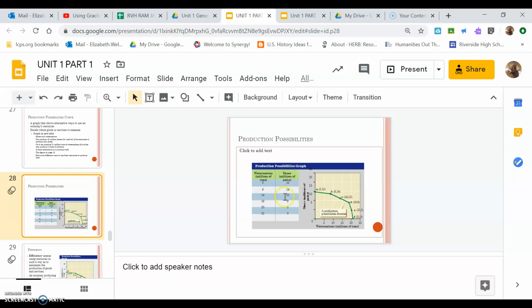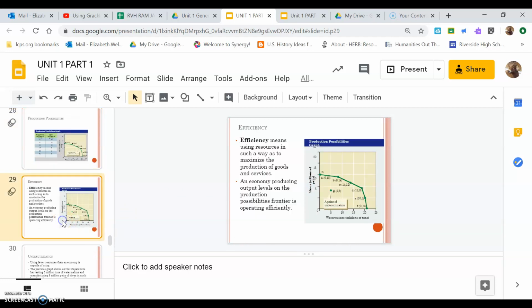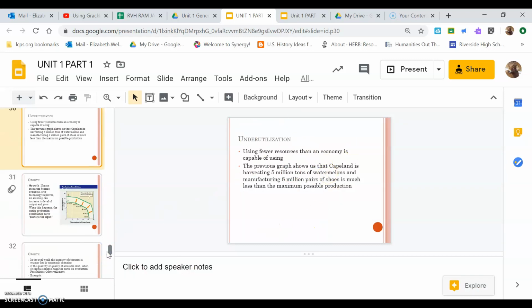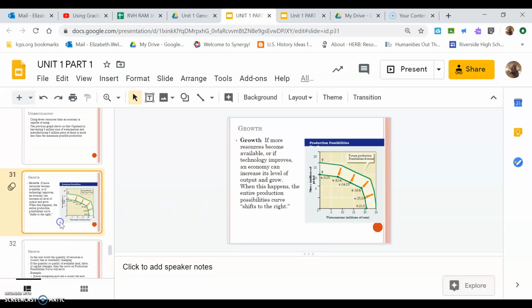You can't have it all, right? Because your resources have to go both ways. By the time you get to 21 million tons, there are 0 resources that you can put toward shoes. You want to be on that line. You don't want to be underneath the line, because that is the point of underutilization. That means you're using fewer resources as an economy, business, or whatever entity is using this.